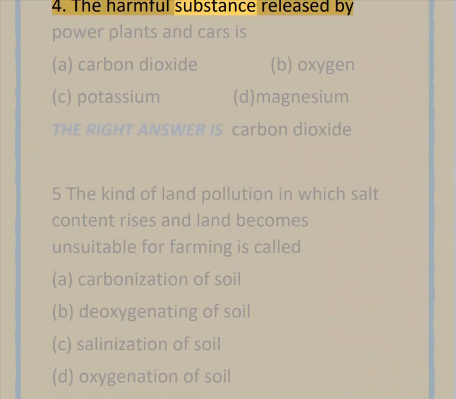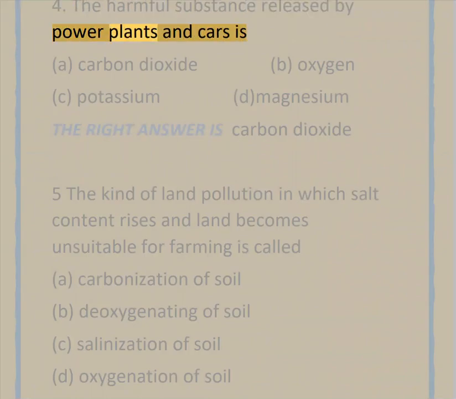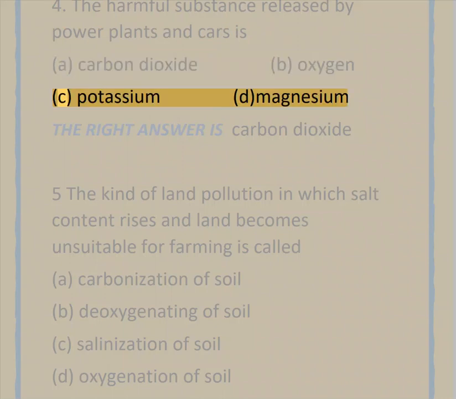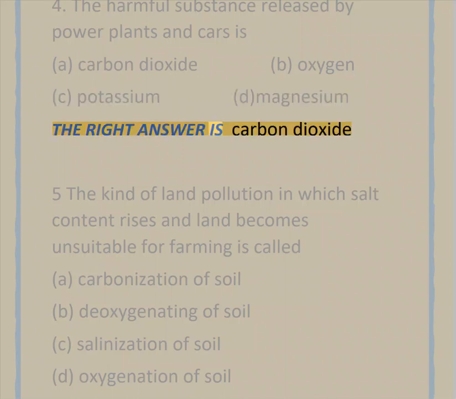4. The harmful substance released by power plants in cars is A. Carbon dioxide. B. Oxygen. C. Potassium. D. Magnesium. The right answer is carbon dioxide.